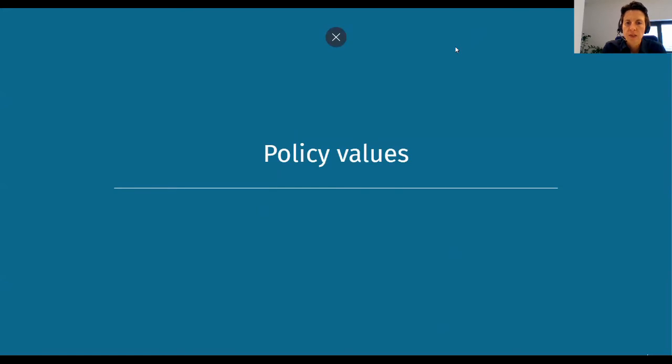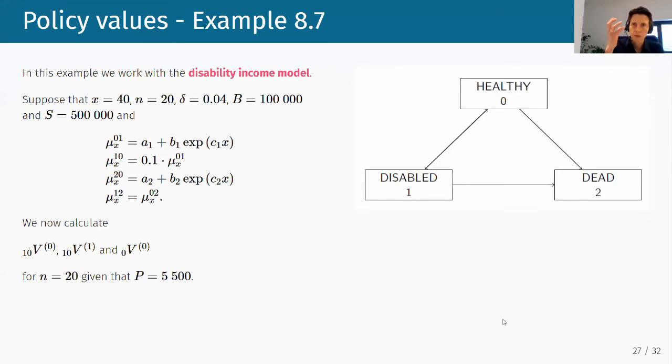All right, so the last thing we want to do is about policy evaluation. And we know that there's this thing called the Thiele differential equations, which we want to use to do the evaluation of our policy values over time in a multi-state setting. So we're going to put that here together.